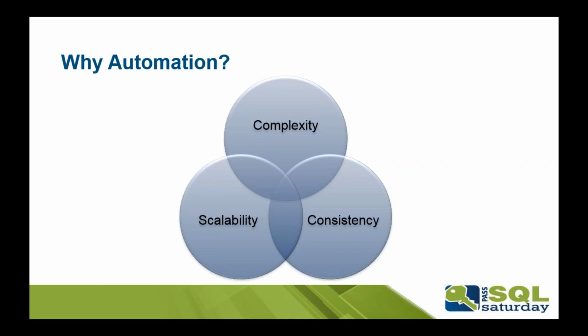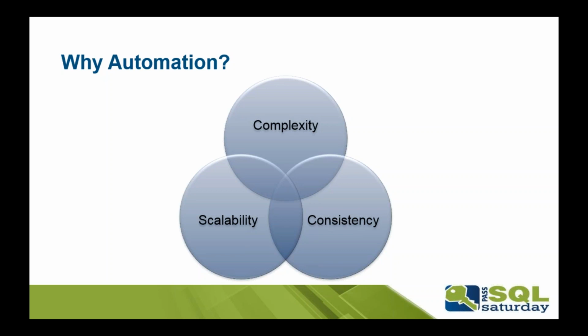So why do we automate things? I think it's pretty clear that, in my opinion, the 3 main things that we try to tackle with automation is scalability. As our environments grow, and I don't know about yours, but mine is continuously growing, we're not adding DBAs necessarily to handle that additional growth. And automation is one of the things that helps us deal with that.